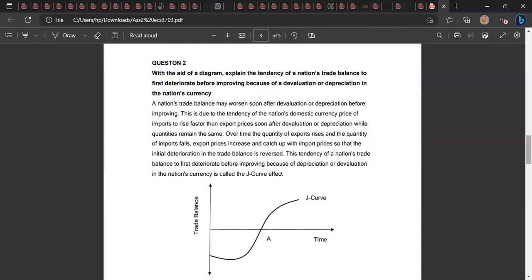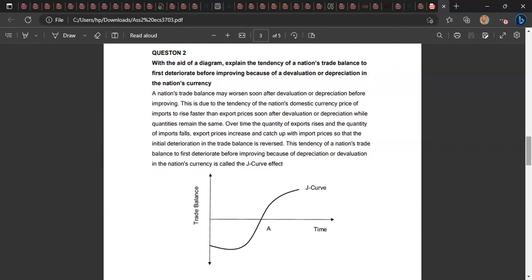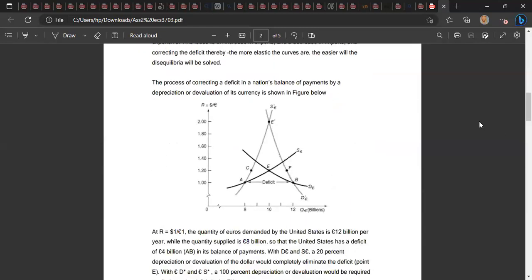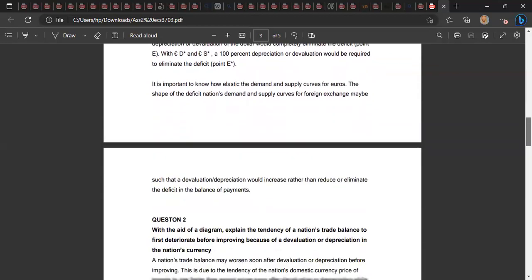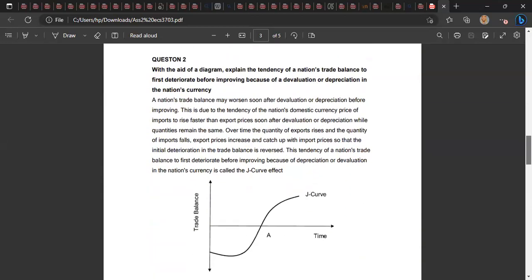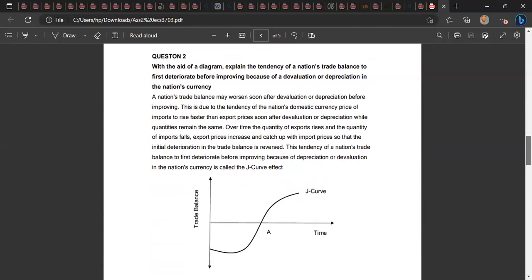Right, so with the J-curve, we are explaining a similar thing, but now we are talking about the tendency of a nation's trade balance to first deteriorate before improving. So it's the same thing that happens here, but it's not really explaining that over there. Whenever you devalue the currency, it's first going to start off getting worse, by declining, worsening, deteriorating, before it improves. This is shown here by this J curve.